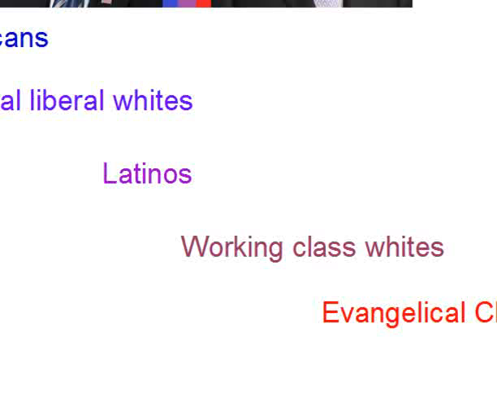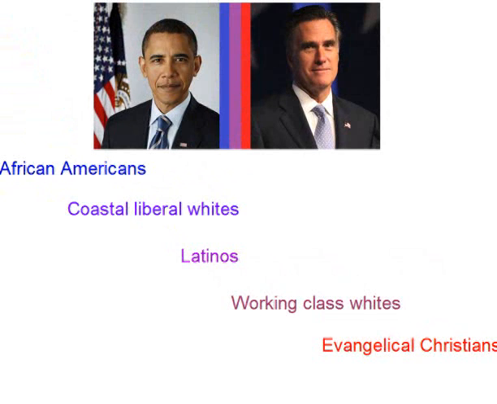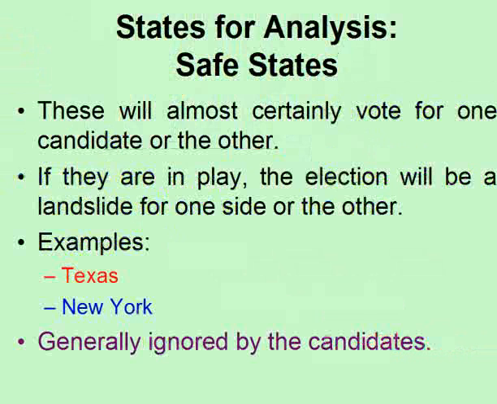Now, I want to turn that on its side a little bit and look at the various states in the country and determine there are really three types of states that exist when it comes to American electoral politics. The first are the safe states. Those are the states that are virtually certainly going to go for one party or another. And if they don't, that means the election is a landslide anyway.